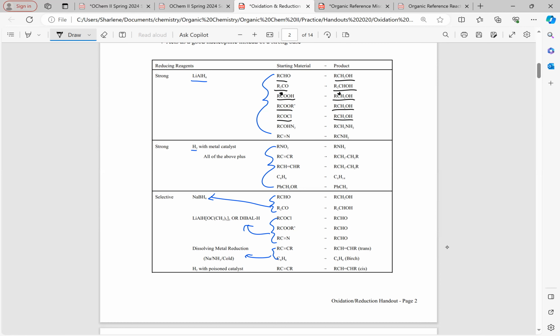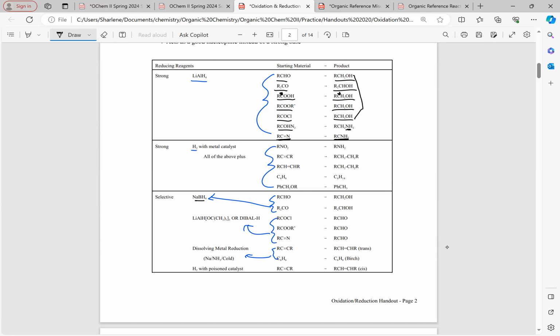Now, amides, though, if you'll notice, have nitrogen, so it's not an alcohol. It takes it to an amine. And nitriles will go to amines, okay? Except for the ketones, those are all primary alcohols. And I will show you the amine in just a minute. But that is the strong reagent.